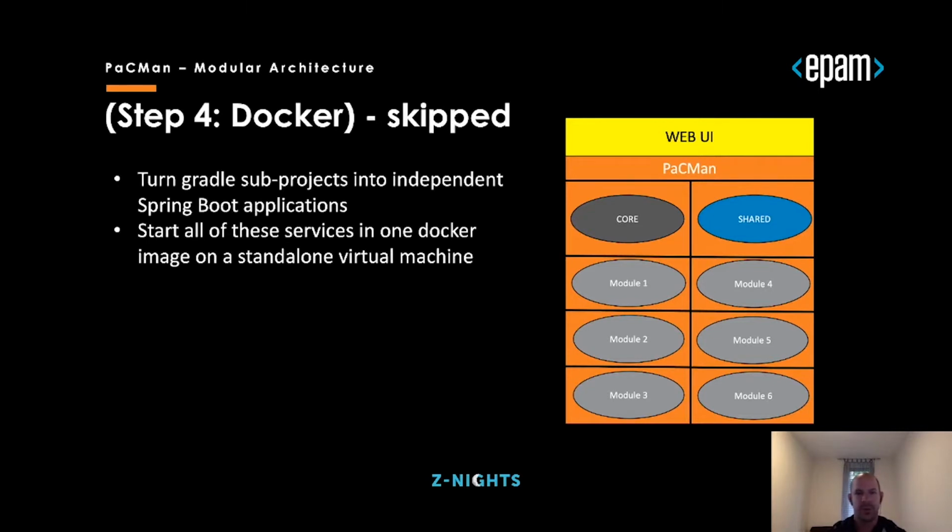The next step was around Dockerizing. We skipped this step because we had more time. But if we had less time, we would have done this, and we would have turned our Gradle subprojects into independent Spring Boot applications and Docker images, and all of these could run on a standalone virtual machine. But at this point, we would have just one source code, one GitHub repository.